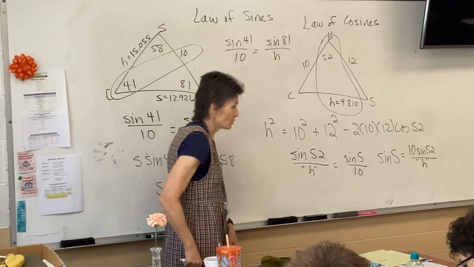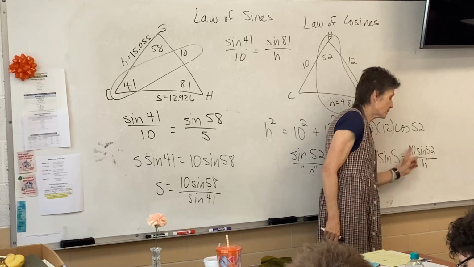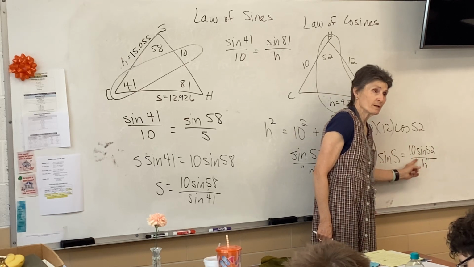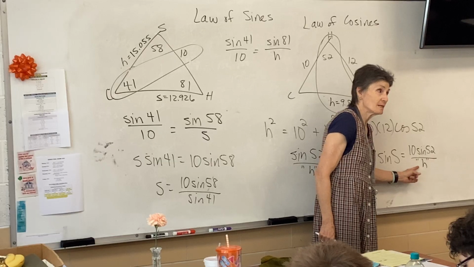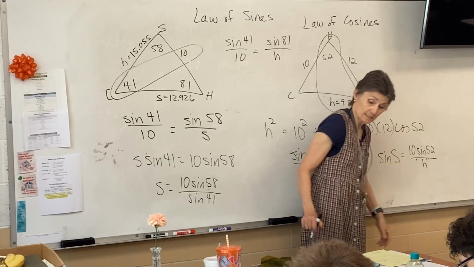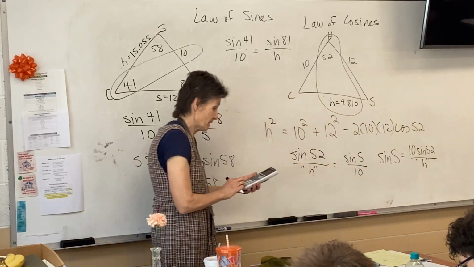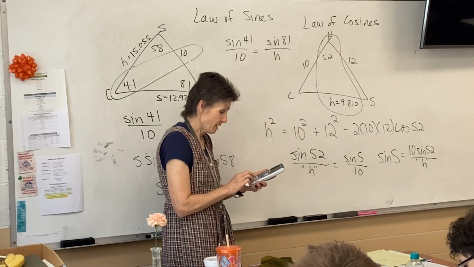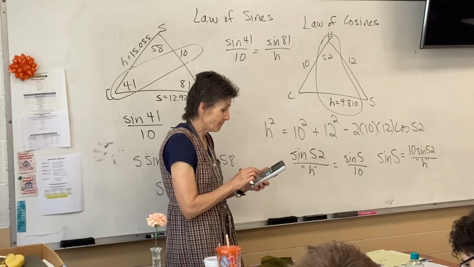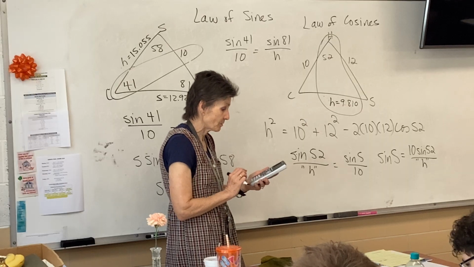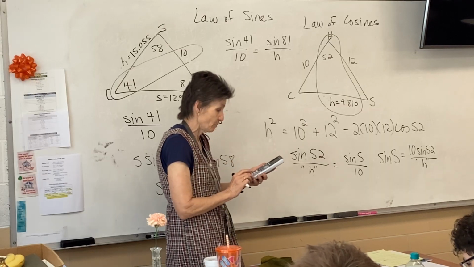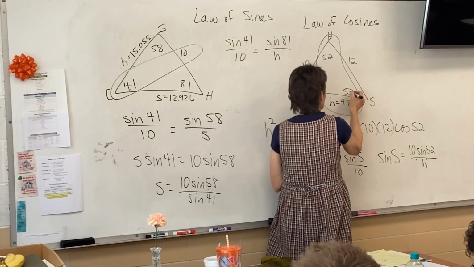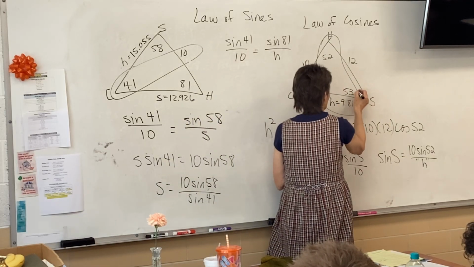Now, caution. What's going to happen when you type this in? You're going to get a decimal. Is that decimal your answer? No. What do we need to do? Inverse it. Yeah, we need to inverse it. So, second sine, 10 sine 52 divided by my last answer, which is that 9.810 number. I got 53.442.